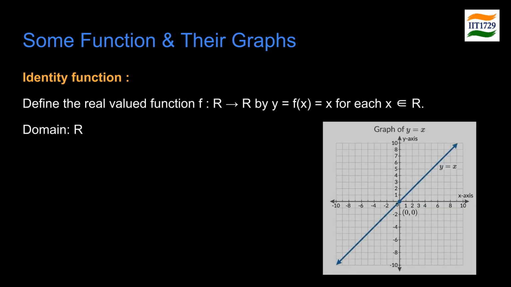Let's explore some basic functions and their graphs. First, the identity function, defined as f of x equals x for all real numbers. Both the domain and the range are the set of all real numbers.